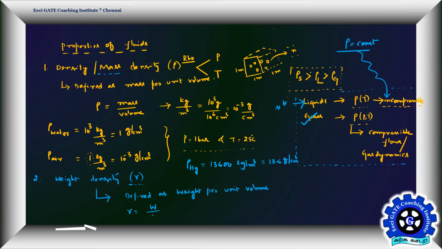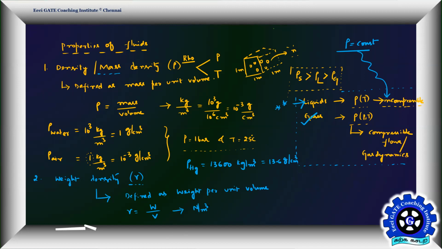So instead of calculating mass in kgs, now you calculate weight, that is Newton. Weight units is Newton, mass units is kg, which leads to units of gamma as Newton per meter cube. Newton per meter cube. This is the SI unit.